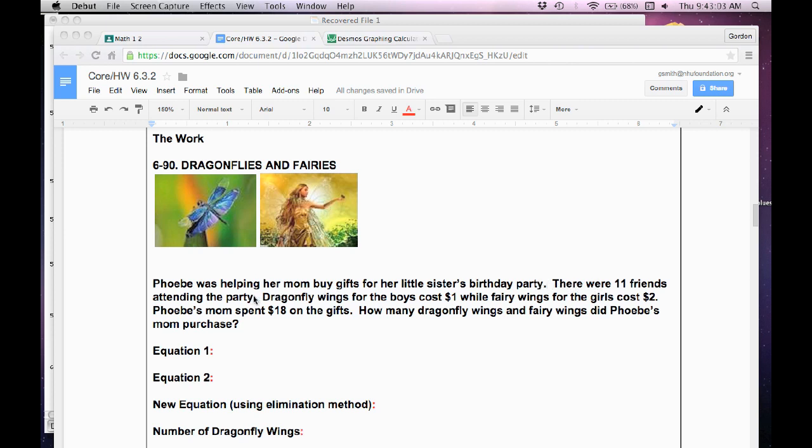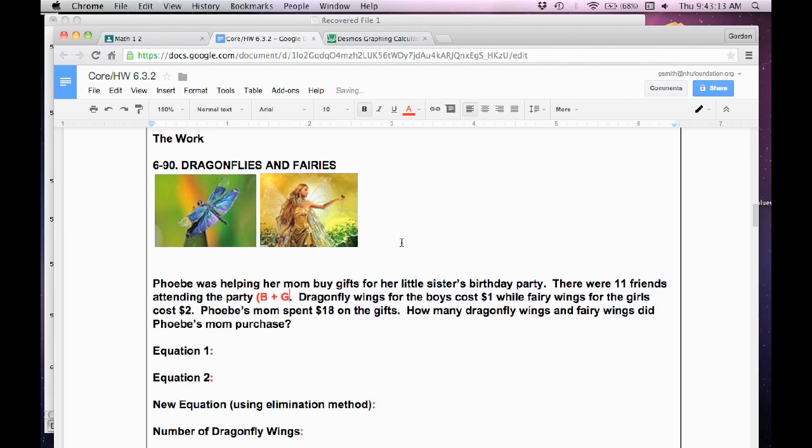Okay, so you are going to assume that there are boys and girls, but together they make 11. So let's say that B plus G has to equal 11. Interesting, okay? Dragonfly wings for boys cost $1, while fairy wings for girls cost $2. And Phoebe's mom spent $18, so she spent a total of 18.